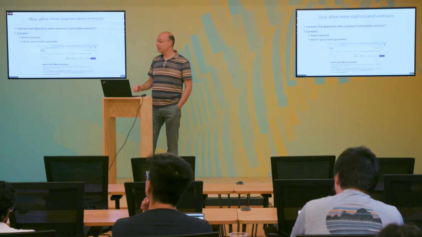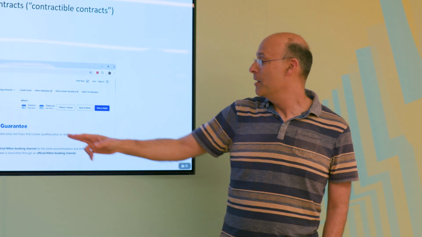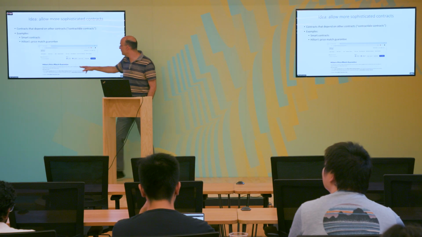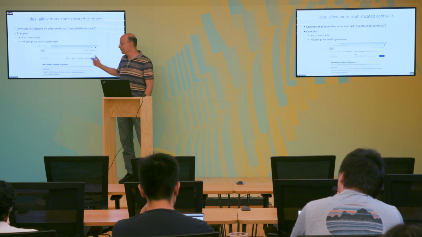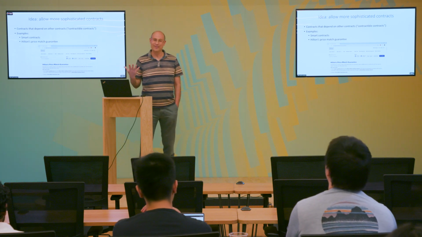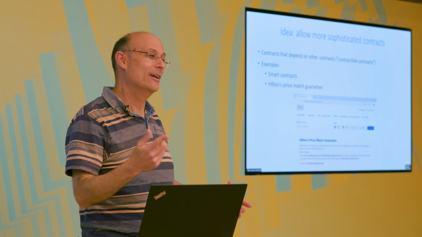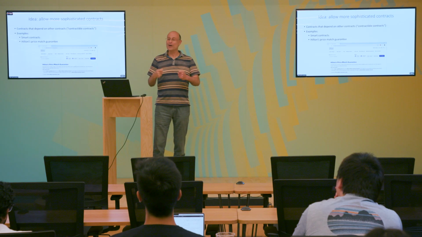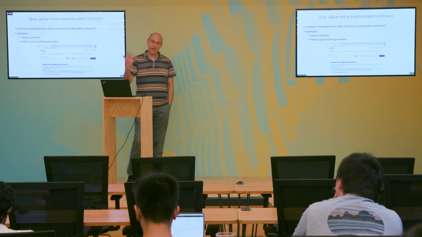For example, if you look at Hilton's webpage, Hilton has a price match guarantee: "We always do our best to offer you the lowest price. But if you find a lower qualified price on another site, we'll be happy to match it and give you 25% off your stay." So if you buy a hotel night with Hilton, you're not exactly sure how much you'll pay. You know the best price and the highest price that you'll pay, but if you find a lower price, then you get a lower price. So this is another example of a contract that depends on other contracts. If you could find a better price on Booking.com, then we'll match that price.